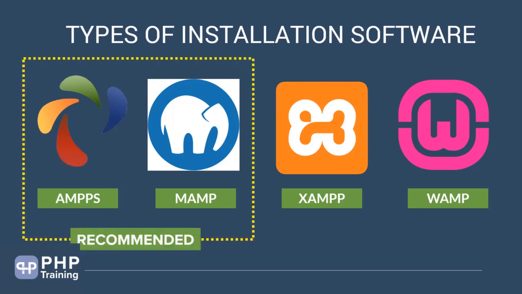The recommended ones are the two on the left hand side, AMPPS and MAMP. Basically AMPPS will have all these stacks available, so it's a very good case where we can install the same software on Linux, Mac and Windows, whereas some of the other three will be supported on some versions and not on all three. So I highly recommend you install AMPPS, which I'll be showing you in the next section.